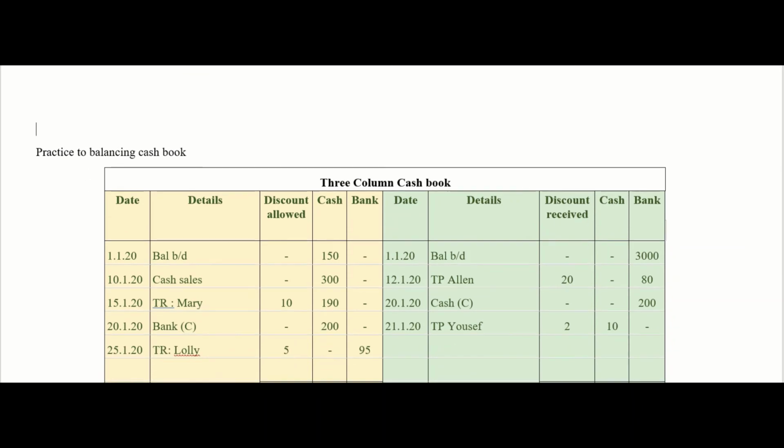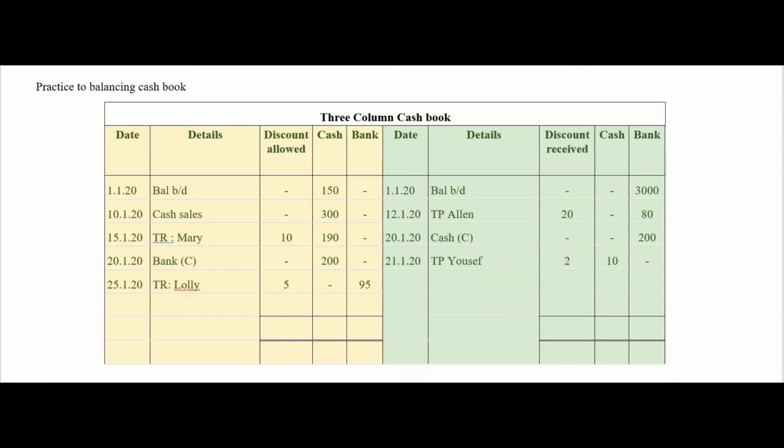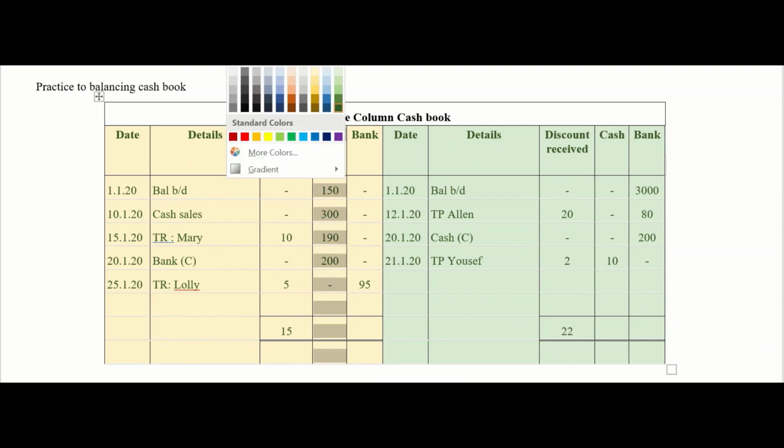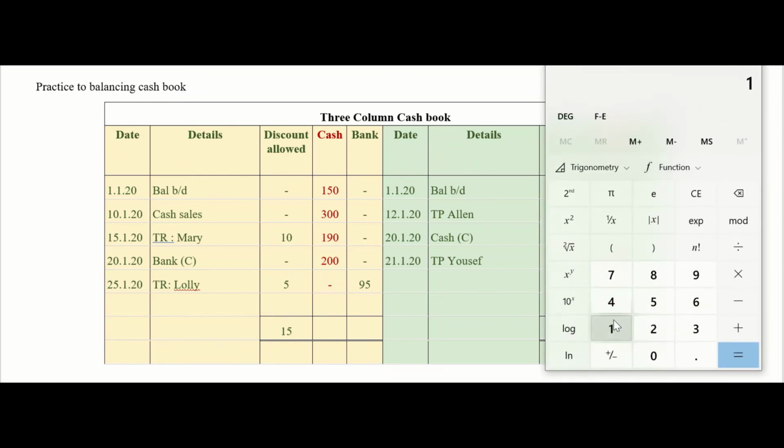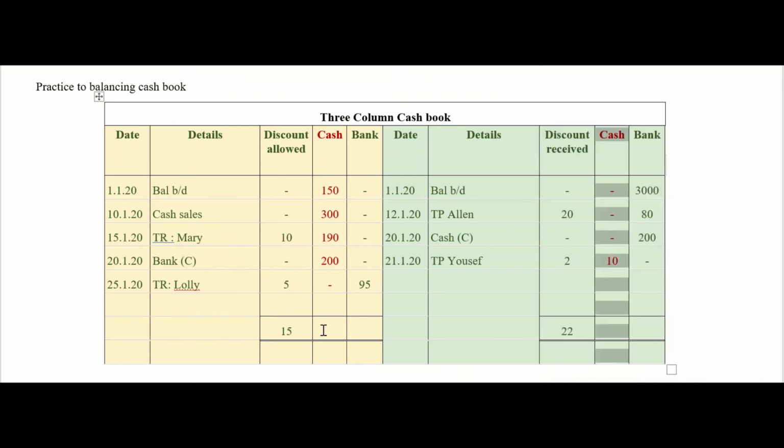Right. Now let's see another practice question for balancing a 3-column cash book. First step is to balance the discount columns. Here you have 15 and here you have 22. That's it, you do. Now let's find the total of the cash columns. As you can observe here, the debit side is greater than the credit side in the cash column. Let's take the total of the debit side. It's giving you 150 plus 300 plus 190 plus 200. 840. So let's write 840 over here and then 840 over here. The total of the credit side is only 10.